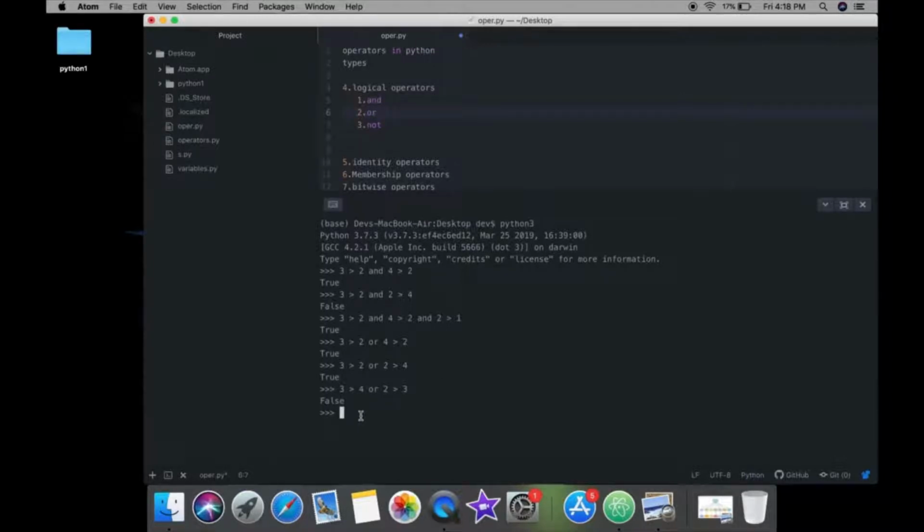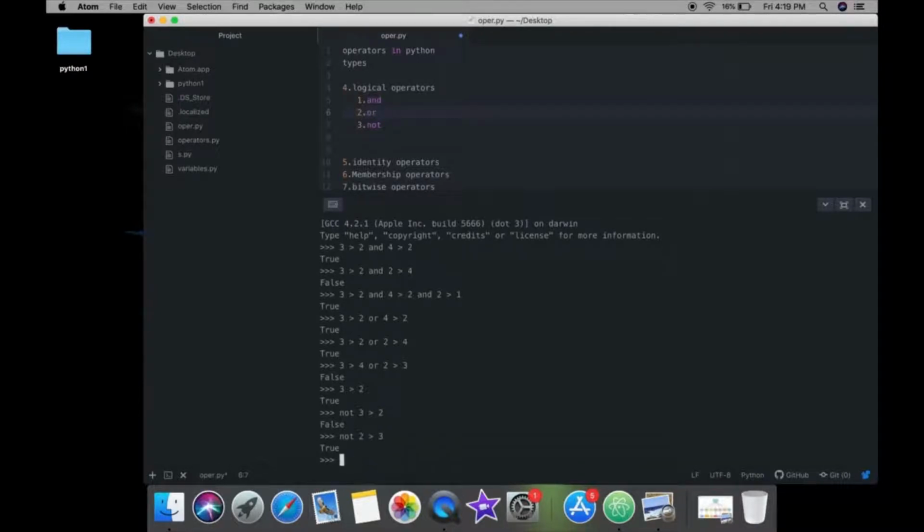So NOT is something like if I have 3 greater than 2, I am getting true, but not 3 greater than 2 is the inverse of the situation, meaning I don't need 3 greater than 2. So if I use not 3 greater than 2, I will get false. And if I have the condition not 2 greater than 3, I will get true. This is dealing with the negative condition, or we can say the opposite condition. So that's the NOT operator.